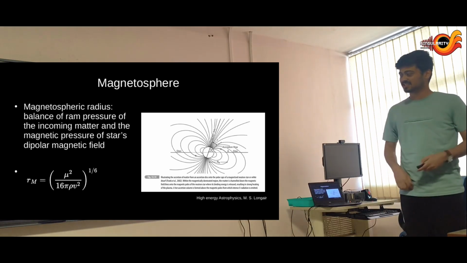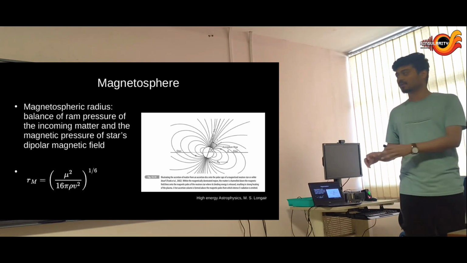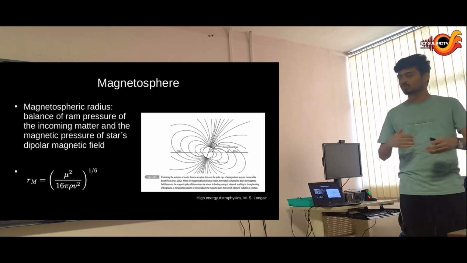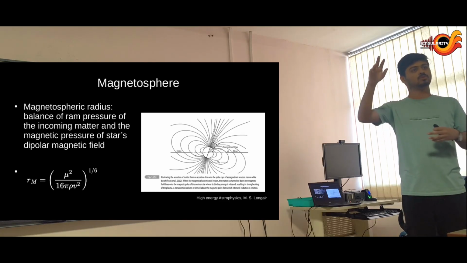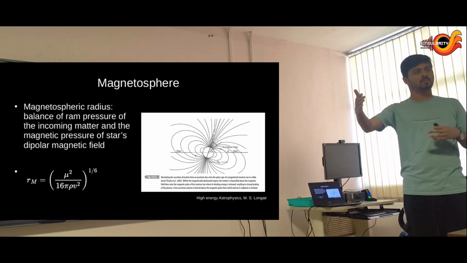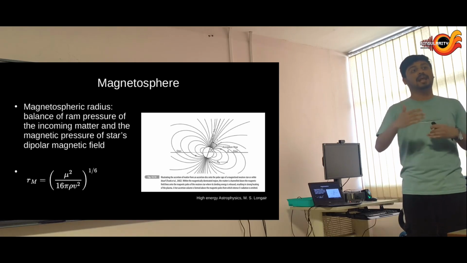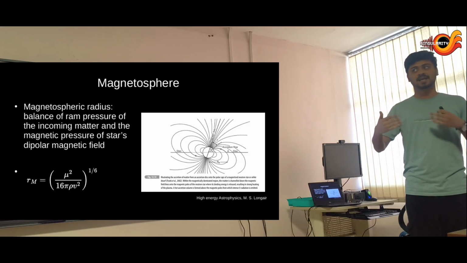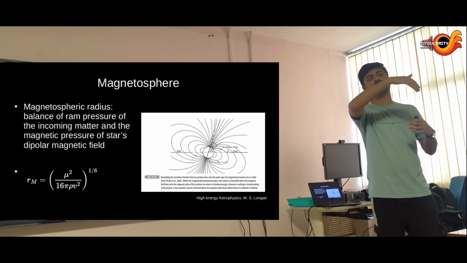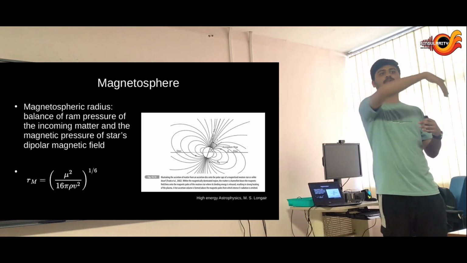And below is just a simple equation which I calculated, when you equate B squared by 8 pi, which I just told you is the magnetic pressure, equal to the momentum pressure. You can calculate the magnetospheric radius where it will form. So I just said the matter cannot penetrate, right? It has to follow the field line.